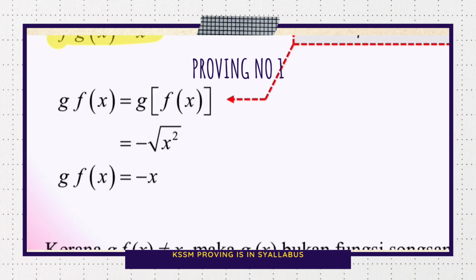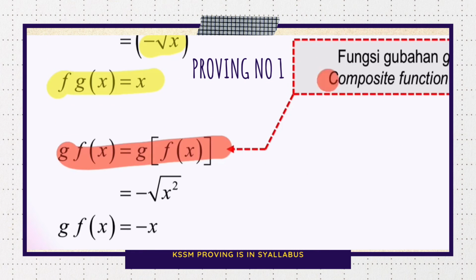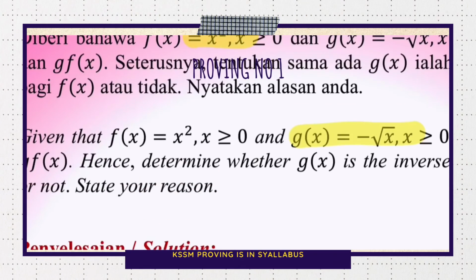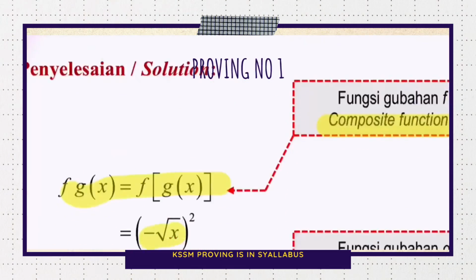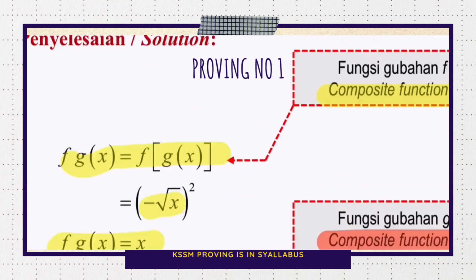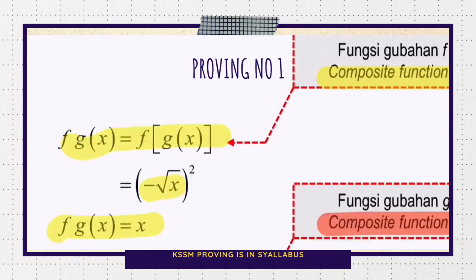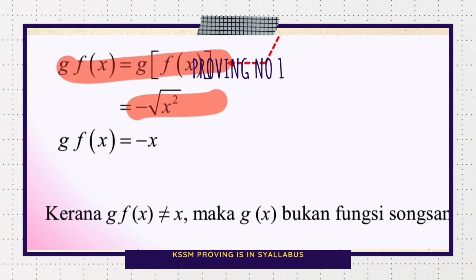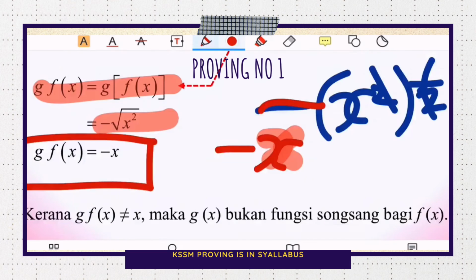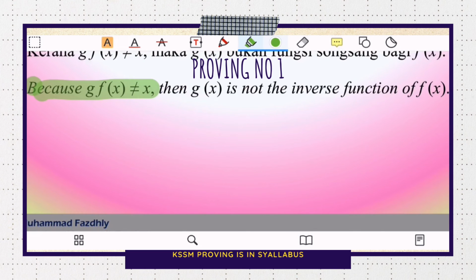x is the object. gf(x). Okay? Composite gf(x). And then for gf(x), the function g(x) is given here, right? It's negative square root x. So we have to use a function g, and we will substitute the f(x). f(x) was given x squared, right? Here. So the object now is f(x), and the function is g. So negative is there, we will get negative x, right? So the gf(x) gives the answer negative x, because gf(x) is not equal to x, right? So g(x) is not the inverse of the f(x).